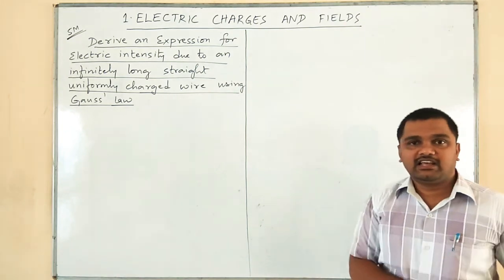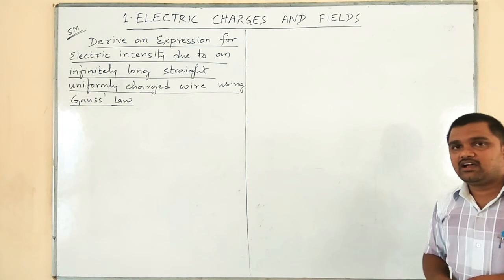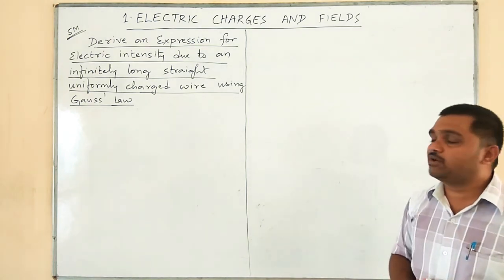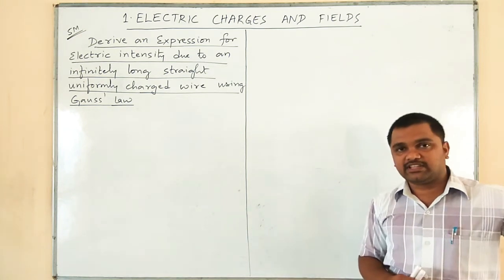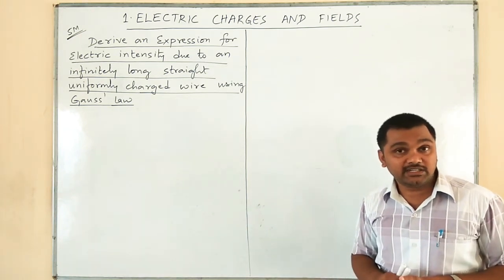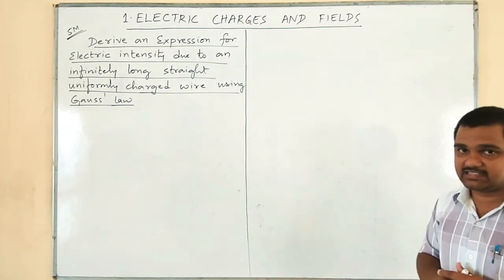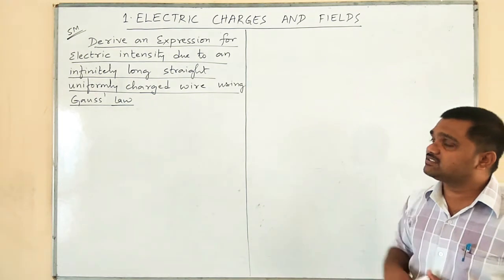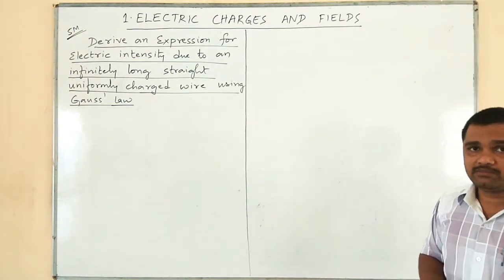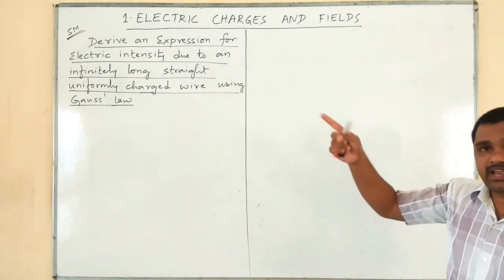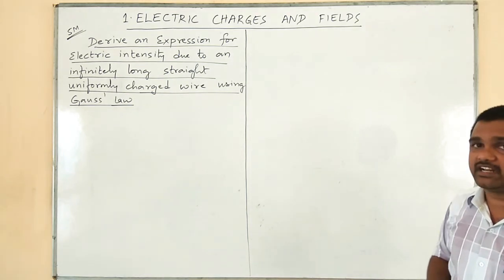So in this class, let us continue the application of Gauss law. In my last class, we discussed the first application of Gauss law, that is deriving the expression for electric intensity at a point due to a uniformly charged spherical shell using Gauss law, isn't it? Similarly, in this class, let us continue the application. So this is the second application of Mr. Gauss, which will be asked for 5 marks in your annual examination or midterm examination or preparatory examination.